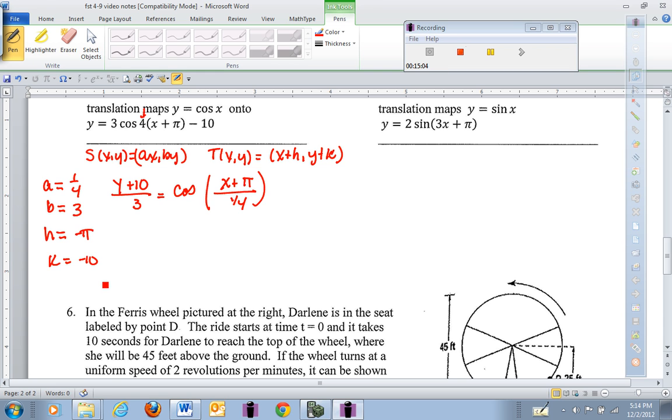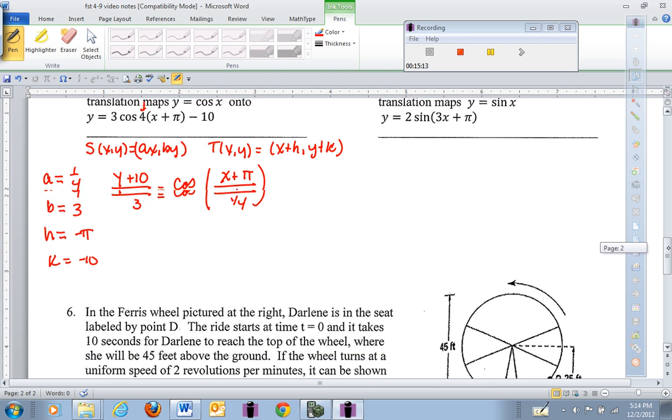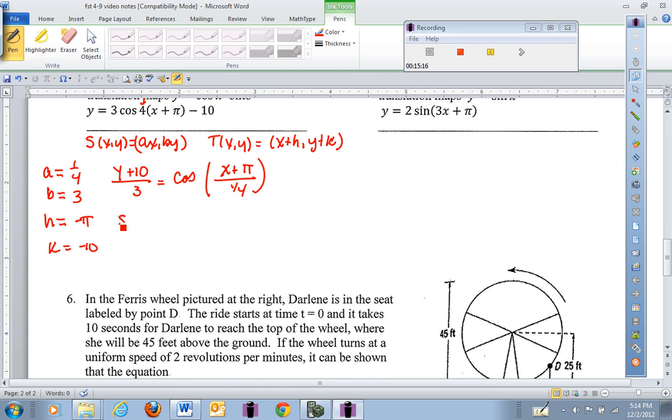Alright, if they want us to write this translation and the scale rule, let's see, did it say a single translation? A composite. A composite. Okay, the scale change by itself would be 1/4 x, 3y. The translation by itself is going to be x plus pi, right? And, no, is that a plus sign? It's going to be x minus pi, comma, y minus 10. Okay, and we want to put that all together.